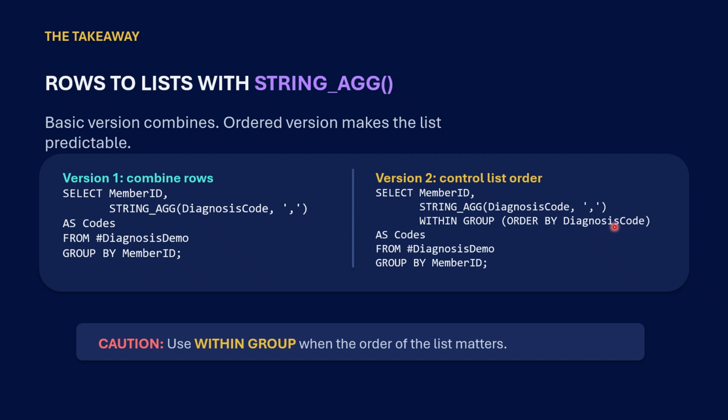STRING_AGG is a reporting convenience. It is excellent for summaries, audits, and QA views, but it does not replace the underlying detailed rows. Keep the detailed data available when users need drill down. Use STRING_AGG when the business wants one row with a readable list, and use WITHIN GROUP when the list needs a reliable order. Small function, very practical reporting win.